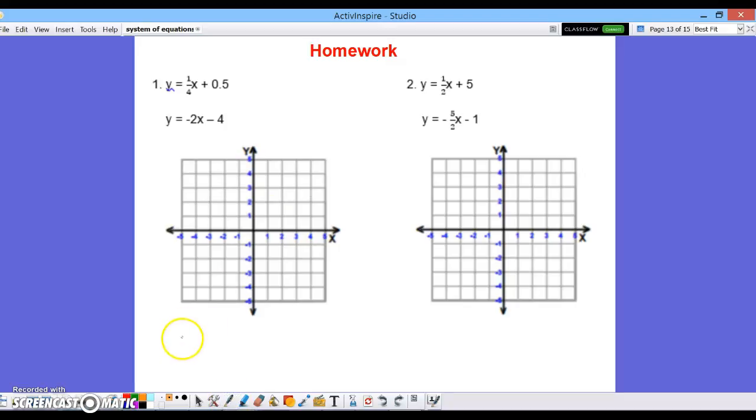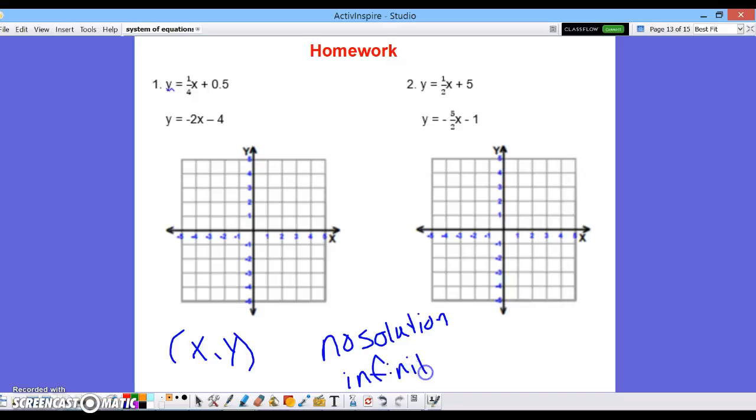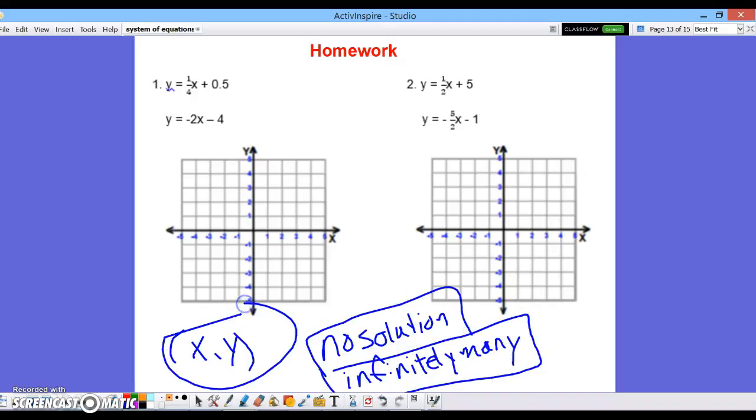So I want to see either a point in (x, y) format, or I want to see the words "no solution," or I want to see the words "infinitely many solutions." So those are the kind of answers that I'm looking for on numbers 1 through 4.